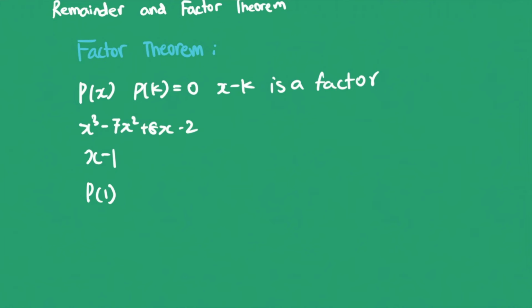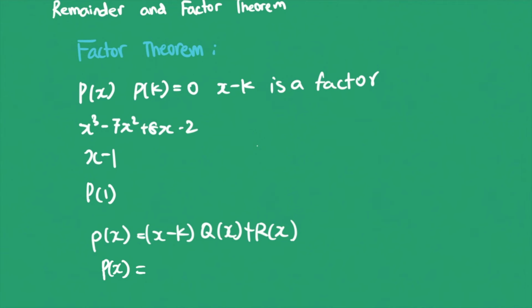The factor theorem is a direct result of the remainder theorem. So if p(x) equals (x minus k) times q(x) plus r(x), and if the remainder equals 0, then p(x) equals (x minus k) times q(x). And since it doesn't have a remainder, x minus k is a factor of the polynomial.